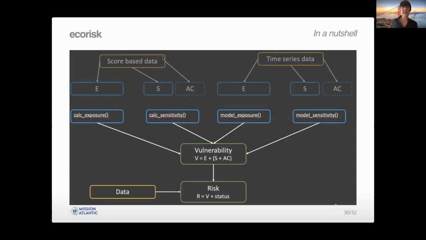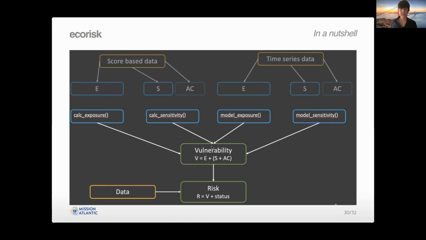It's a bit like following more the vulnerability assessment approach, but doing this either score-based, which is typically done, but also allowing for a time series-based approach, estimating the exposure and the sensitivity, but also allowing for a scoring which is not trait-based, but more general.